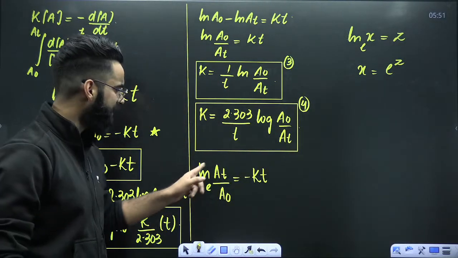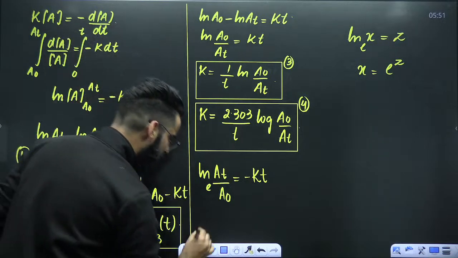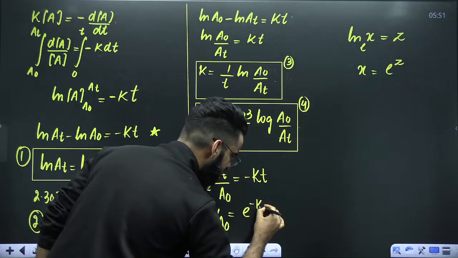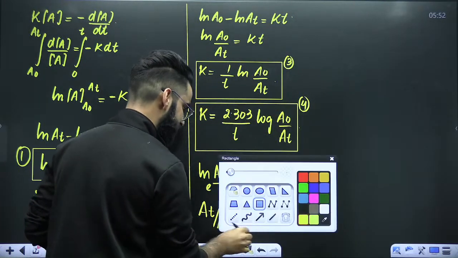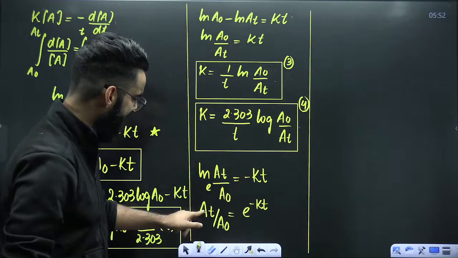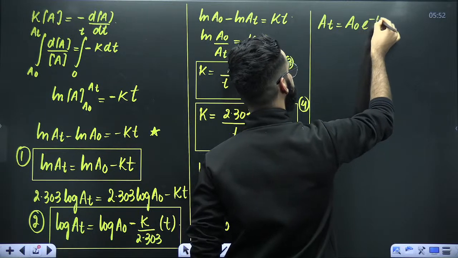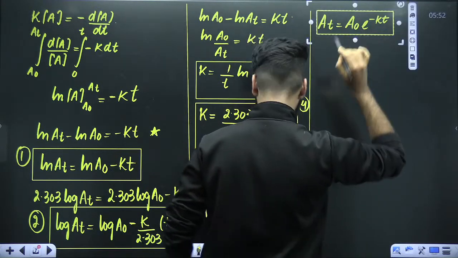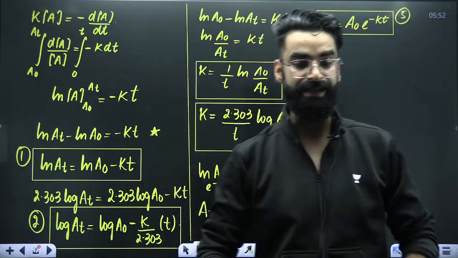Correct? Similarly, you have a similar type of equation like this: ln of something is equal to minus kt. Can't I write At divided by A naught will be equal to e raised to the power minus kt? Absolutely, it will be e raised to the power minus kt. Now, why did I do it? Because I wanted to get one more equation, and the equation is something like this. I'll write At is equal to A naught e raised to the power minus kt. This is one more way of writing the integrated rate equation for the first order kinetics. So these are in total 5 different forms by means of which you can write the integrated rate equation.